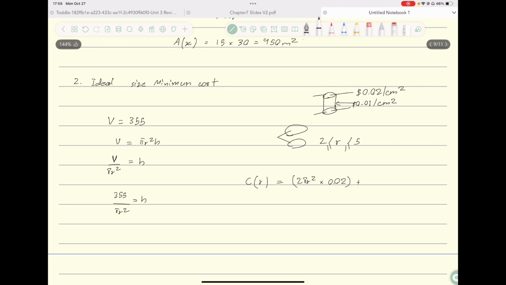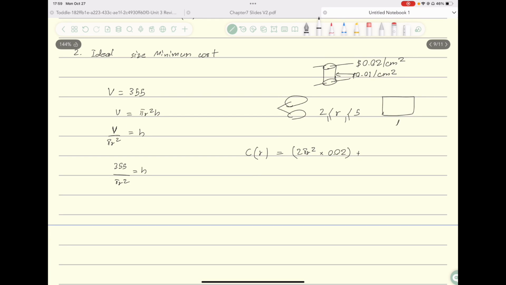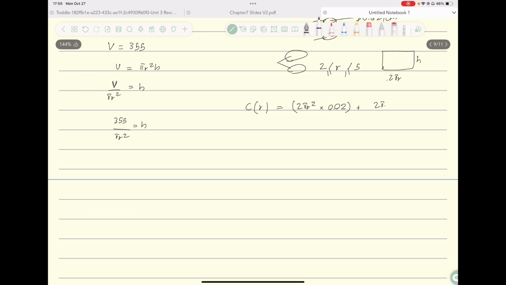Okay, let's see the side. If we unfold this side, we get a rectangular shape. What is the area of the rectangle? It's length times breadth, right? The length is equal to the circumference of the circle, so it's 2 pi r, and the breadth is equal to h. So we get 2 pi r h times 0.01.